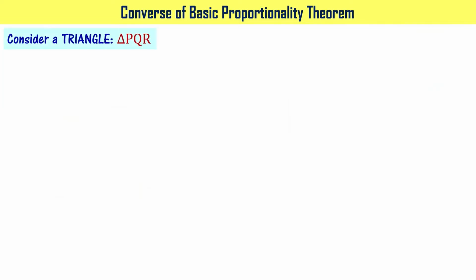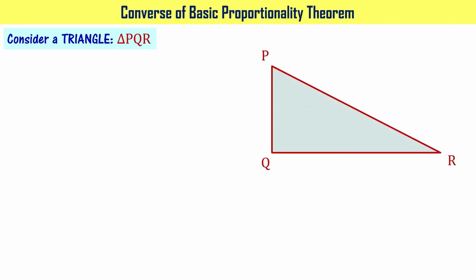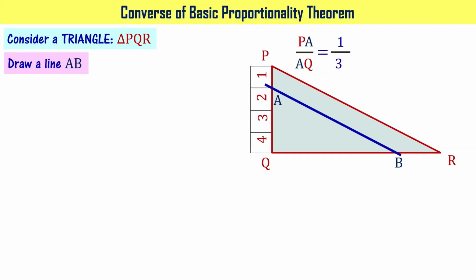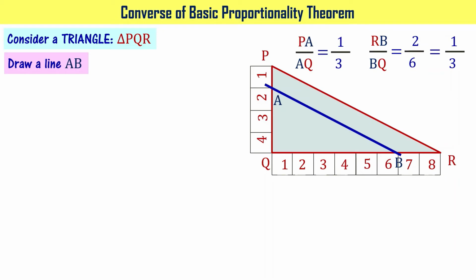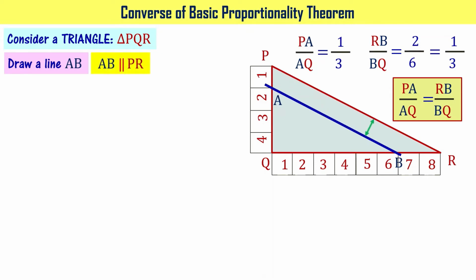Let's now consider another triangle, that is triangle PQR as shown here. It is a right angle triangle. Let's draw line AB as shown here. As you see here, PA by AQ can be written as 1 by 3 and RB by BQ can also be written as 1 by 3, right? It means PA by AQ equal to RB by BQ. From this figure, what you can observe further is that line AB is parallel to line PR. Let me note that AB is parallel to PR, right?